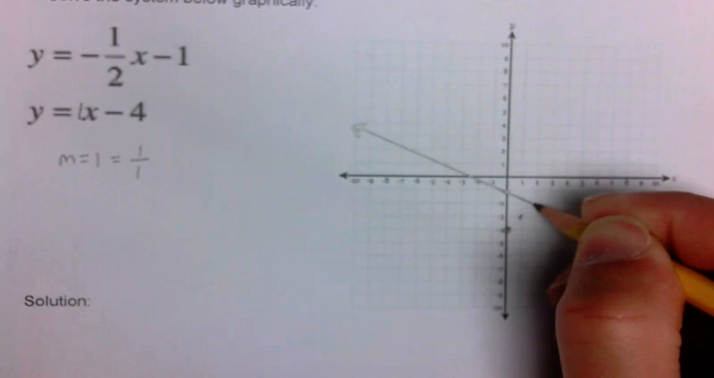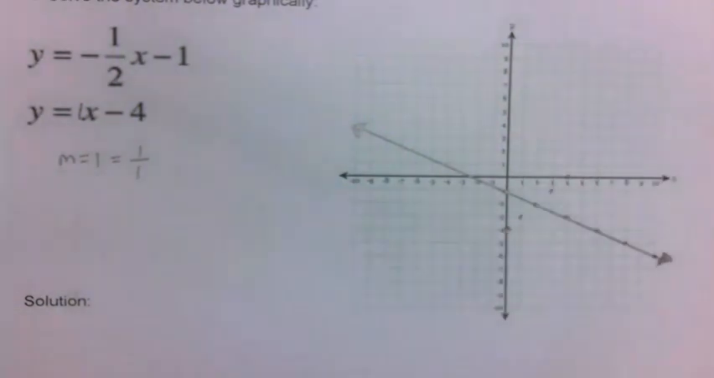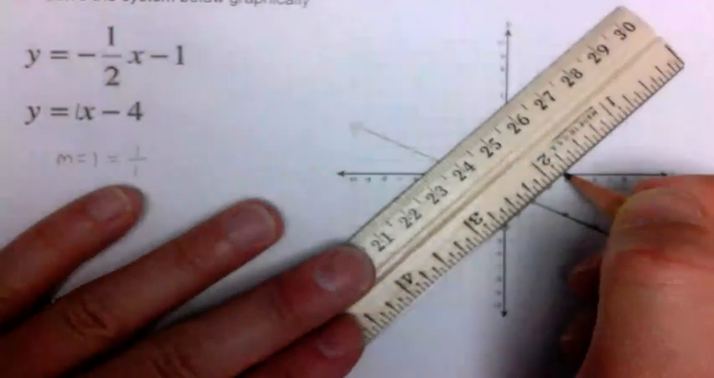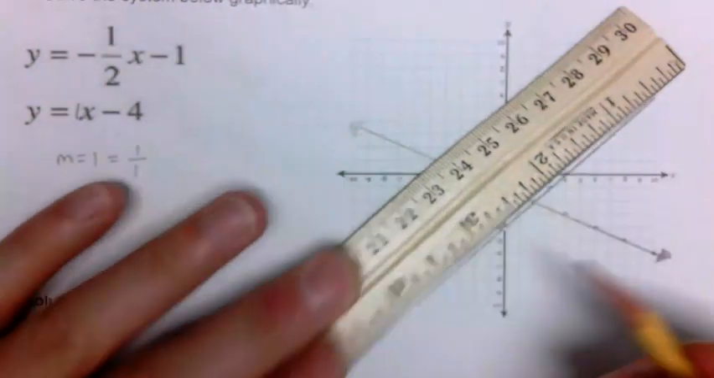Up 1, right 1. Up 1, right 1. Up 1, right 1. There's a bunch of points. Use the ruler to connect them. And we will get another nice straight line, which looks something like that.